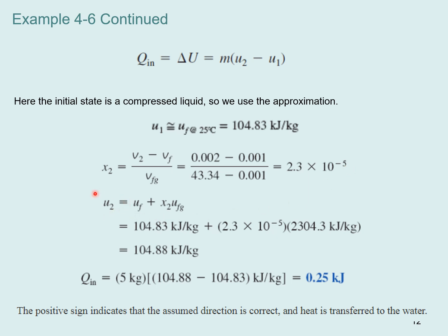So we can calculate what U2 is. U2 is UF, which we know, that's the 104.83 kilojoules per kilogram, plus the quality times UFG, which we look up in the table. So U2 we calculate 104.88 kilojoules per kilogram. So we can apply the formula. 5 kilograms times that difference in internal energy. Q net is 0.25 kilojoules. And notice this value is positive, which means that heat is transferred to the water.